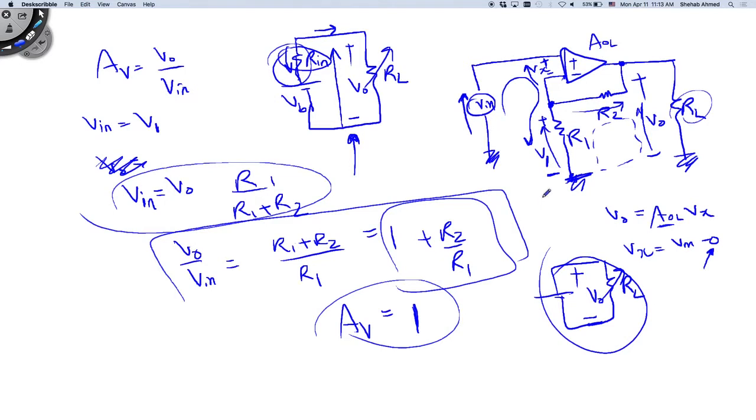Input impedance is equal to V input over this current, I1. Right? And this current is equal to this voltage divided by this value of the resistance, because we have a loop here. If I want to calculate the current that's flowing into this terminal, it's V input divided by this value of resistance.